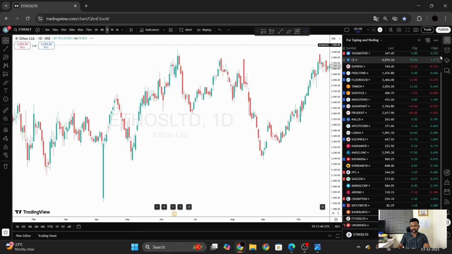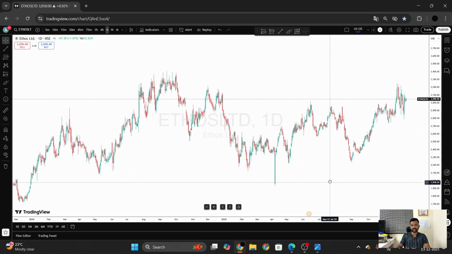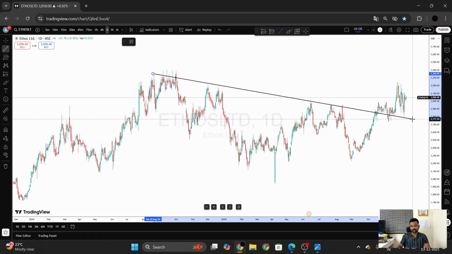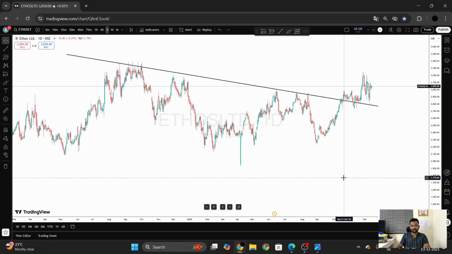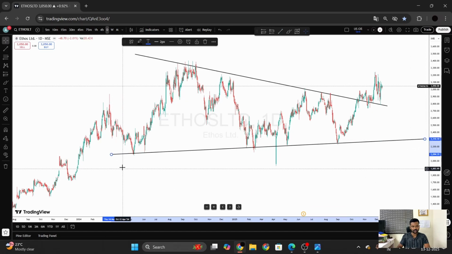I'll go to one other trade which I took recently. So recently I entered this trade. This is Ethos on the 1 day time frame. This is all knowledge based, guys. These are all my own experience. I'm not telling anything theoretically. These are all my own traded stocks. So don't miss anything, don't skip anything actually.